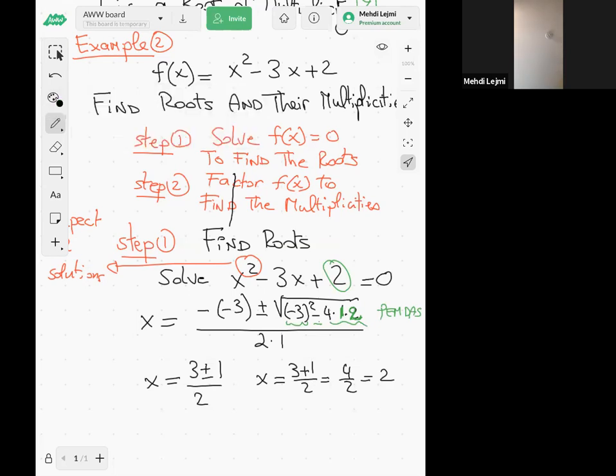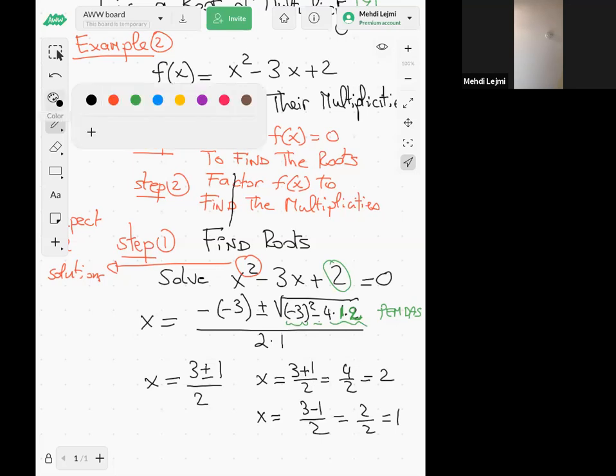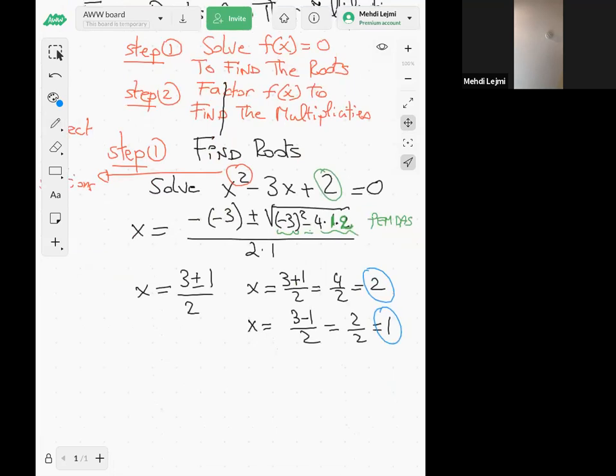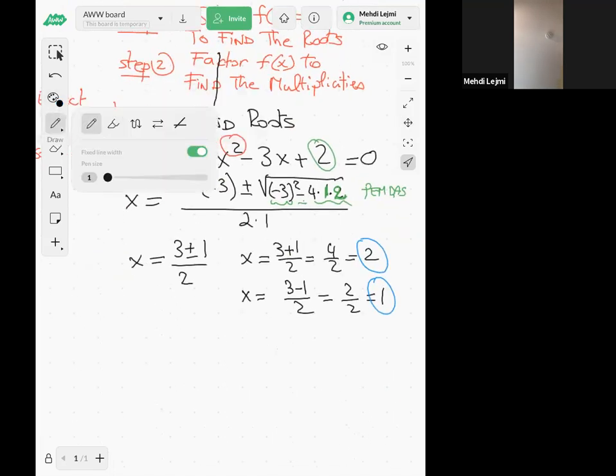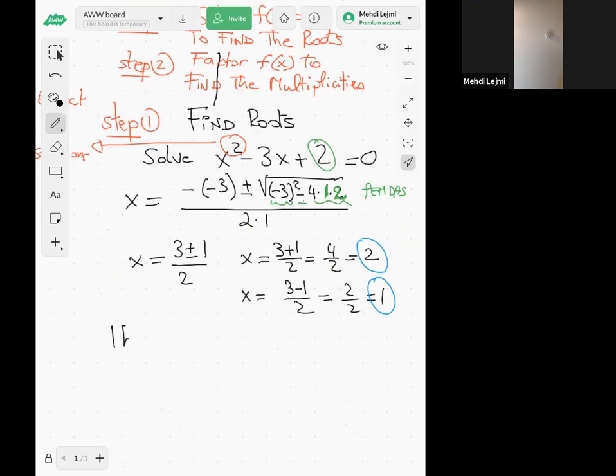Yeah, so we actually have the square root of 1, so it's plus or minus 1. If you have a plus, that would be 4 in the top, and if you have a minus, that would be 2 over 2, and that would be 1. Anyway, we're expecting 2 solutions, and we got 2 different solutions, right? 2 and 1. So my roots, or zeros, or x-intercepts, are x equal to 2 and x equal to 1, right?